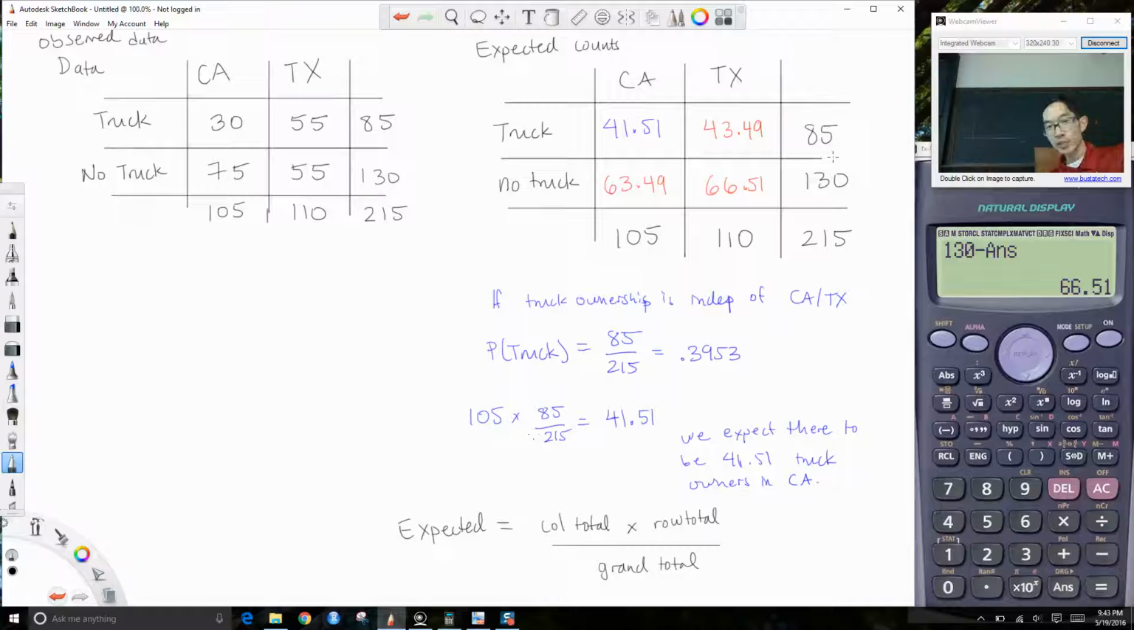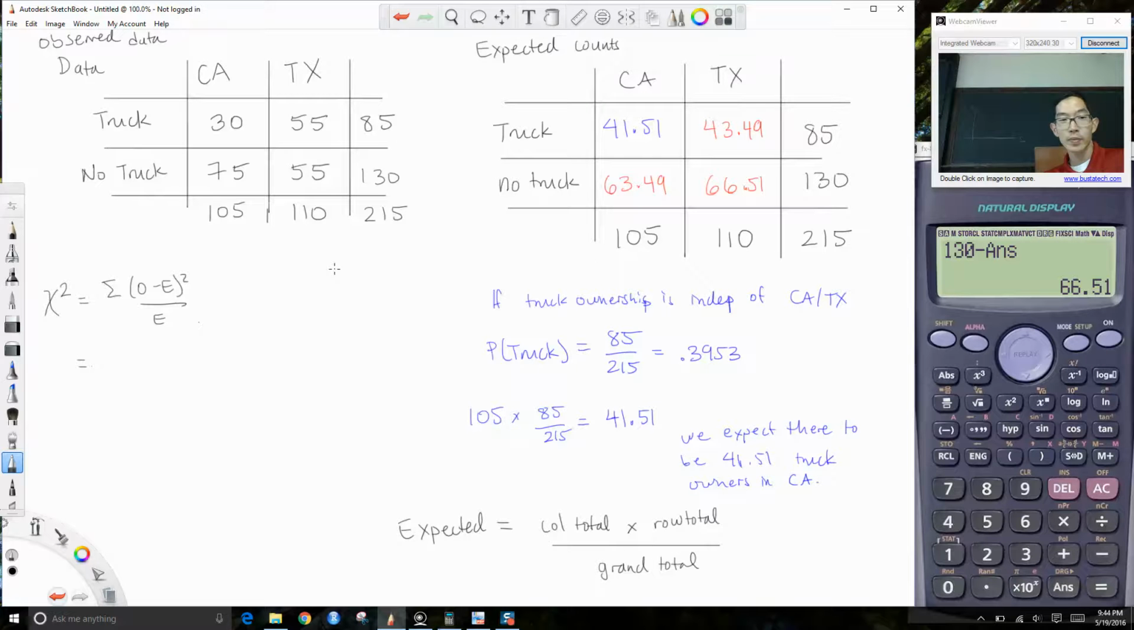Okay, but basically I'm just saying overall the truck ownership rate is 85 over 215. I'm expecting that same proportion to apply to 105 people from California. And so I'm getting this. Okay, so this is how I get my expected number, right? And now at this point I'm going to calculate a chi-squared statistic, which is exactly the same as before: observed minus expected squared over expected.